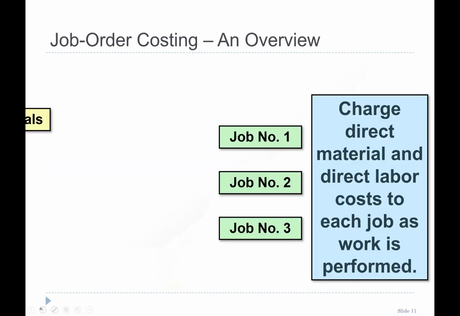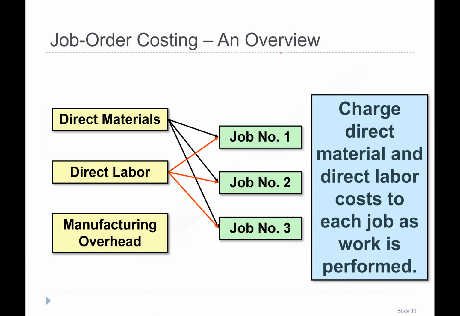Here we go. So in job order costing, if a job comes, how do we find out its manufacturing or product cost? Manufacturing cost, we know, is the sum of three things: direct material, direct labor, and manufacturing overhead. So if we are doing job one, we are applying direct material and direct labor on job one. And what do we mean by manufacturing overhead? It is the indirect labor and the indirect material.